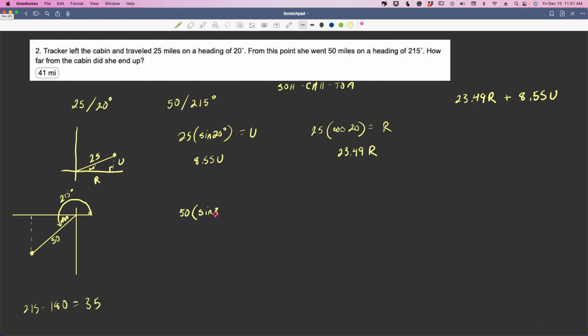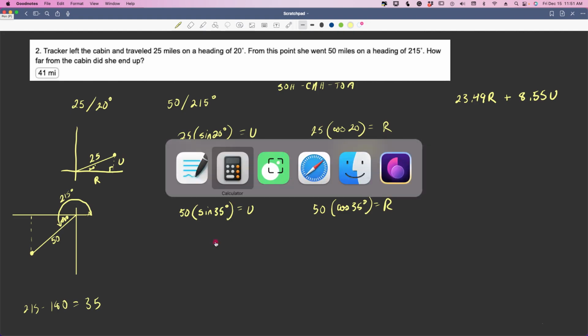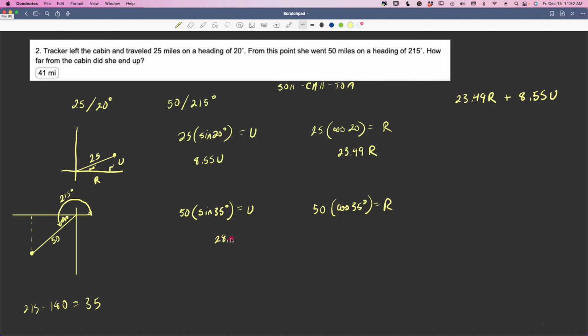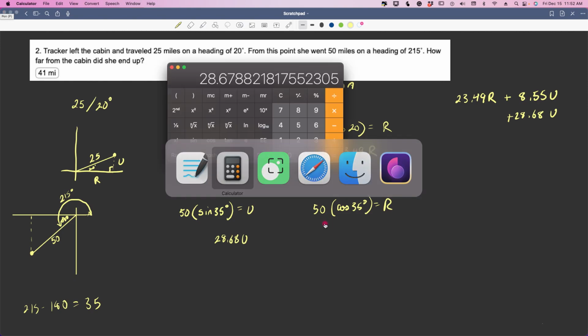So that's going to be the sine of 35 is equal to u. And then the cosine, 50 times the cosine of 35 degrees is the r value for this. So now we can do that on our calculator. Clear this up. I go 35 sine times 50, and that's 28.68, because we're going to round that up. So 28.68 u. I can go ahead and put that here. And then I'm going to do the same thing for cosine here.